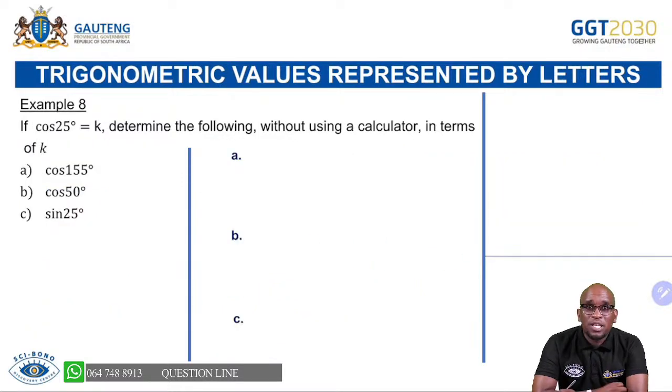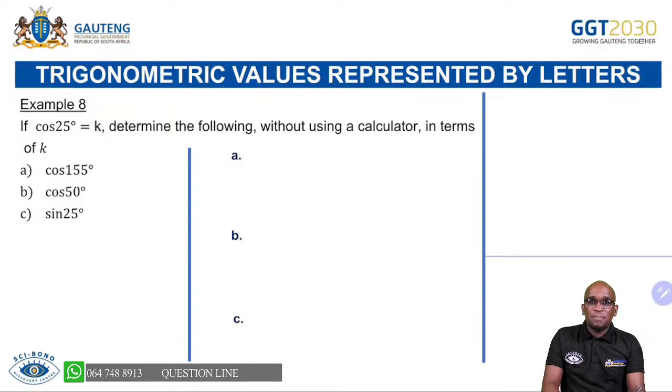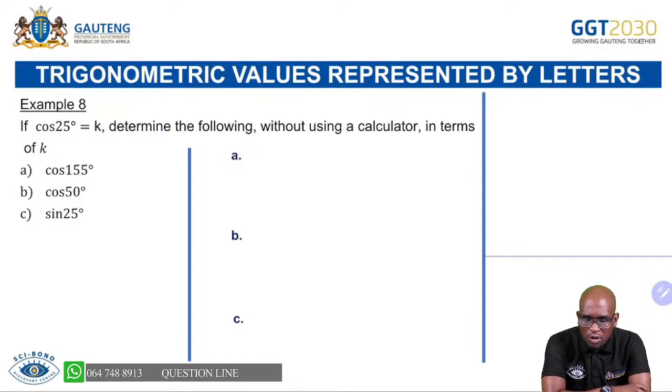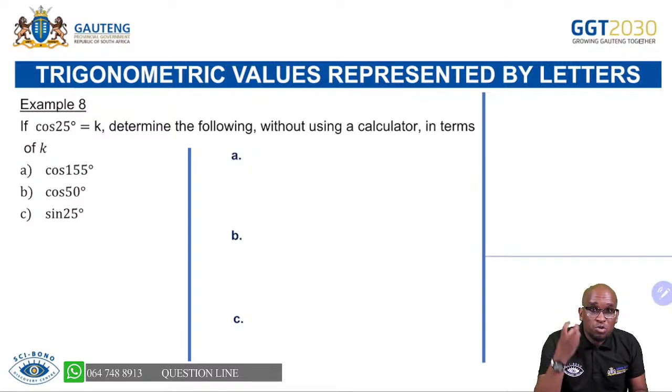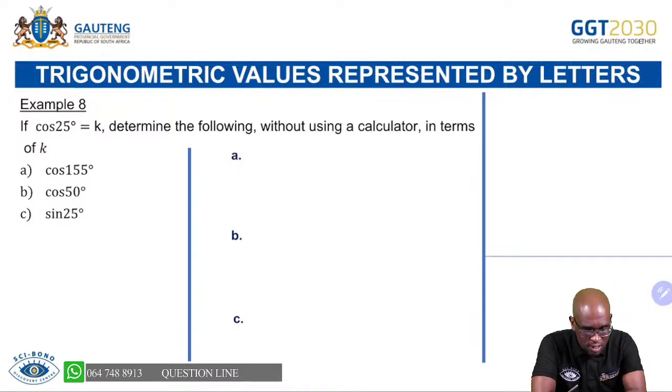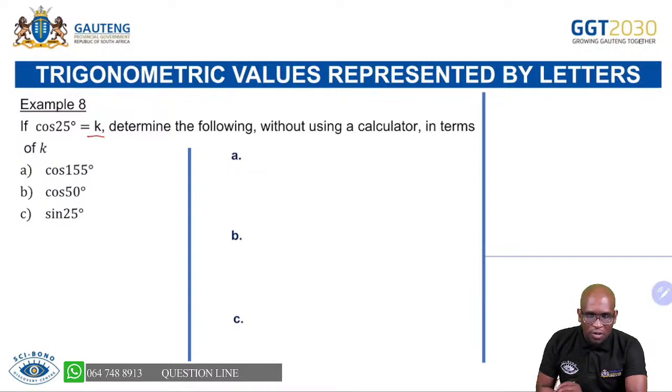Right, I want to then move on to the last concept. The last concept is on trigonometric values represented by letters. I think we will have enough time here for you to also do an activity, because I'm very much interested in seeing what you can do with the activity that I'll give you. We are given cosine of 25 is k. Determine the following without the use of a calculator in terms of k.